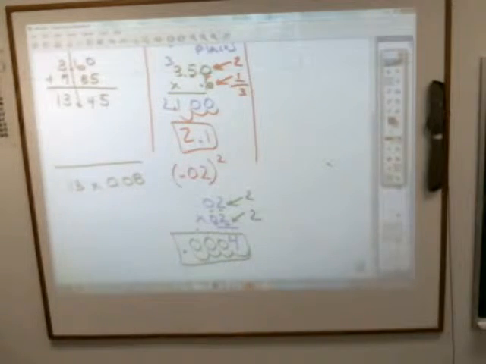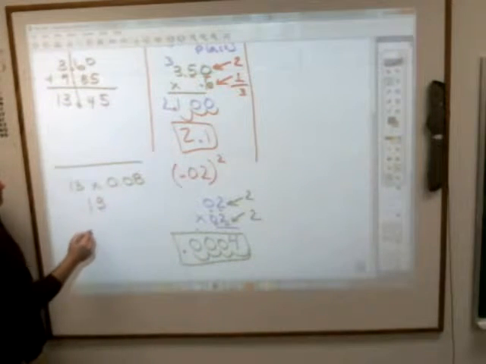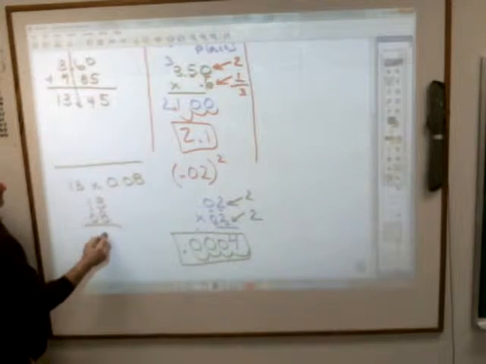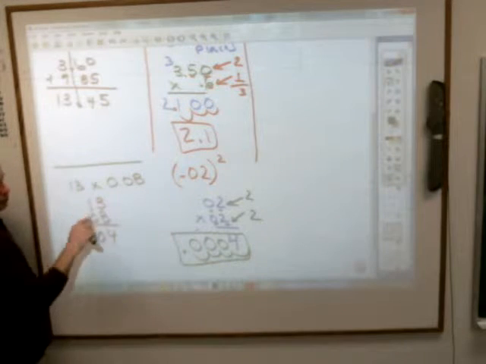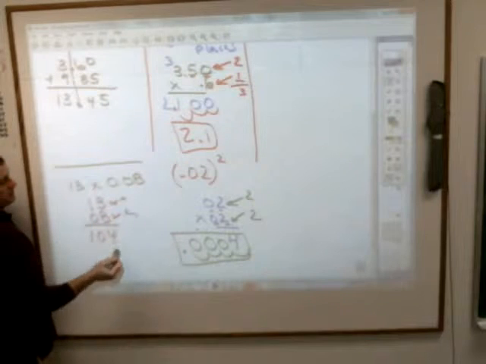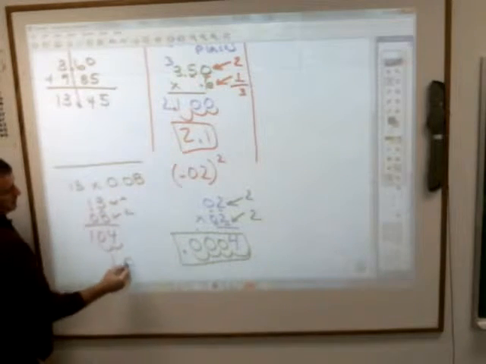Should have an answer, and that answer, Nicole Greer, is 1.04. Let's see. It's 13 times 0.08. 8 times 13 is 104. No digits to the right of the decimal there, 2 digits there, so 2 digits over gives 1.04.